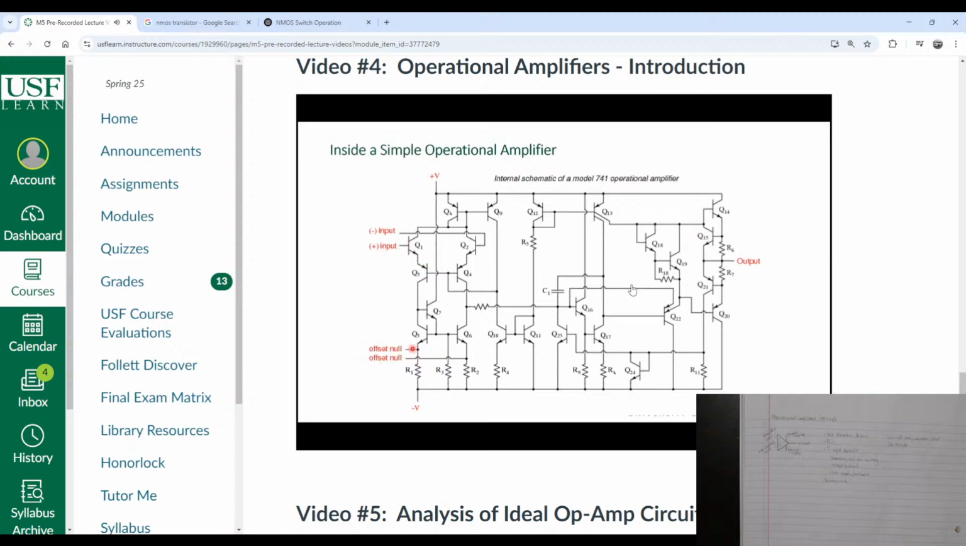There's a couple more terminals here: the offset null. Real op-amps usually have what is called an offset voltage, and you can use these 2 terminals here to insert a resistor so that you can eliminate the offset voltage. This is beyond our scope this semester, so don't worry about this. But the point of this slide is that what's inside the op-amp is this complicated structure, yet we're going to simplify it and discuss the ideal op-amp, and you will see how simple the analysis of op-amp circuits becomes.